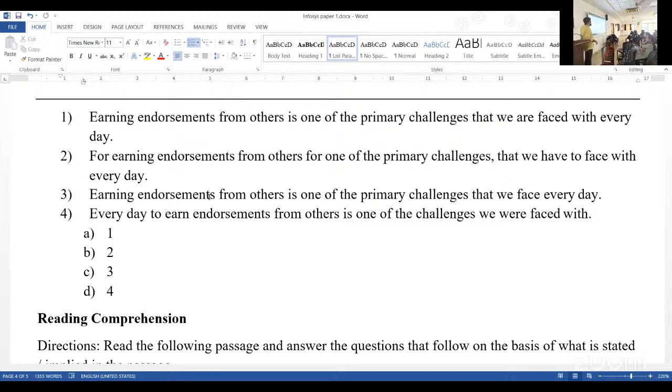Not much explanation or grammar is included here. Other sentences are a little awkward and not properly constructed. Thus, this particular sentence satisfies one of the primary challenges and endorsement from others.